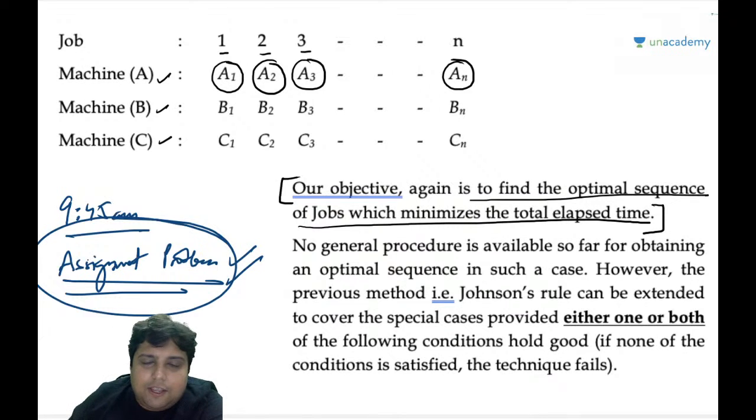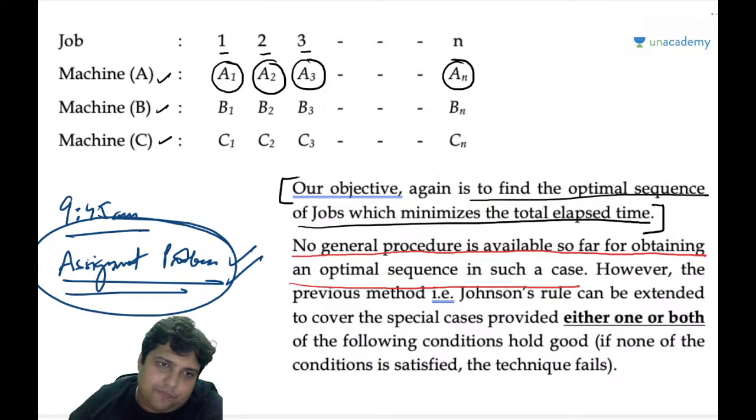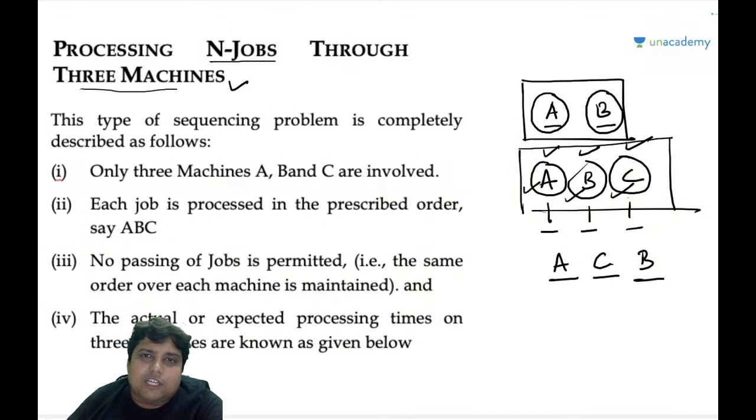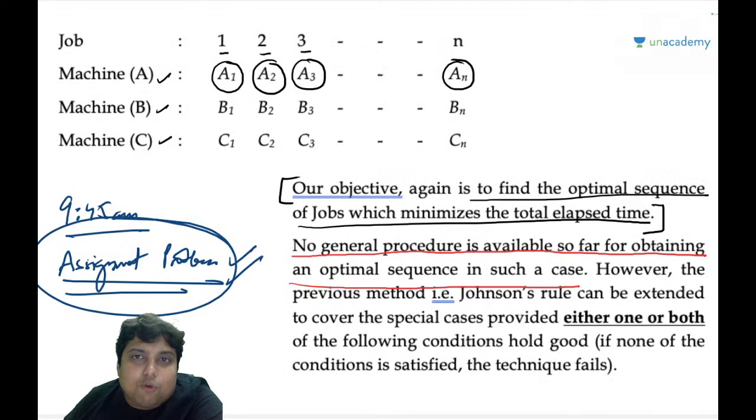Okay, so now this is the important thing. Just go through this. There is no general procedure available so far for obtaining an optimal sequence in such a case. So guys, listen to this. Remember, in the n job 2 machine problem, we make use of Johnson's algorithm. For the n job 3 machine problem, there is no general procedure available so far in obtaining an optimal sequence.